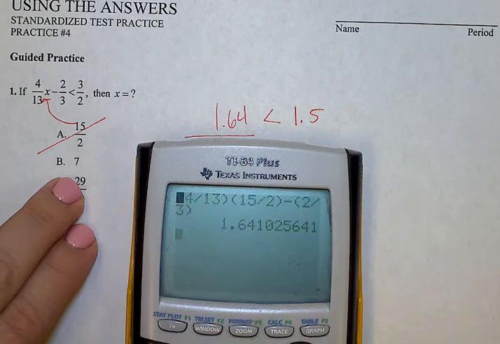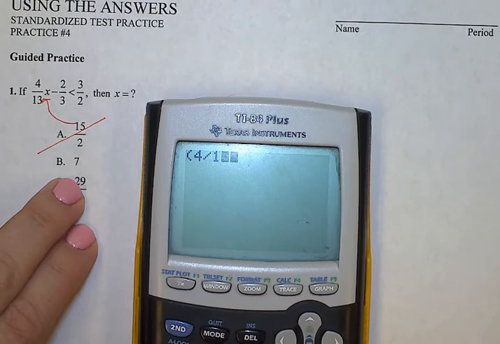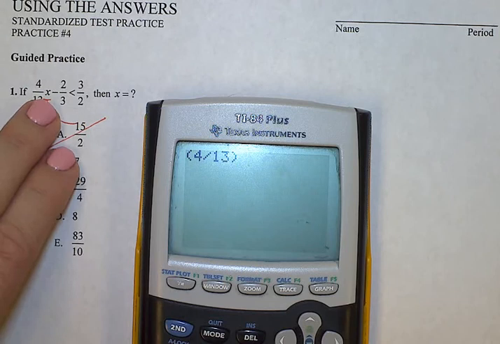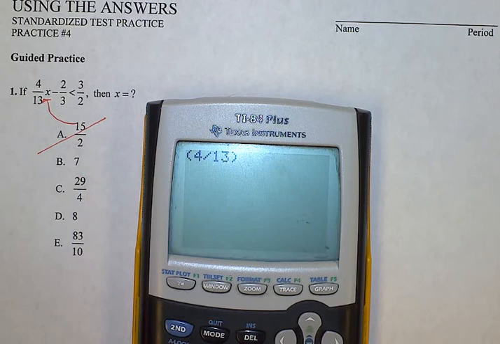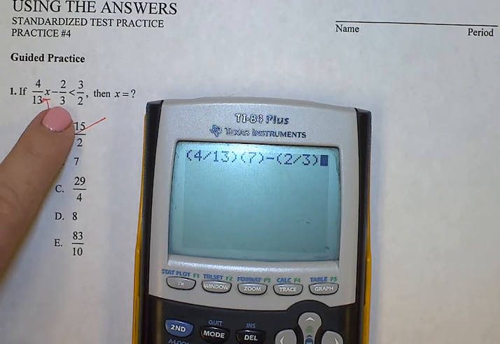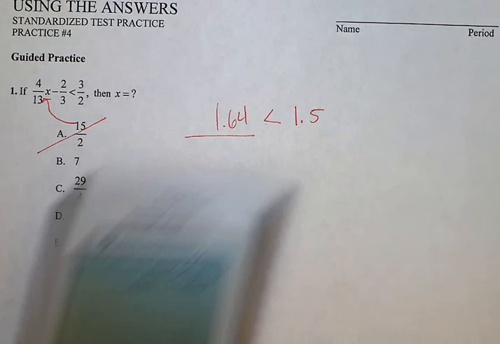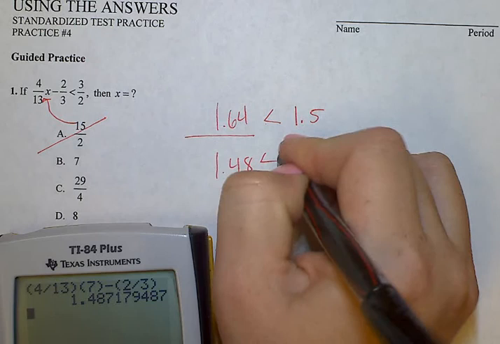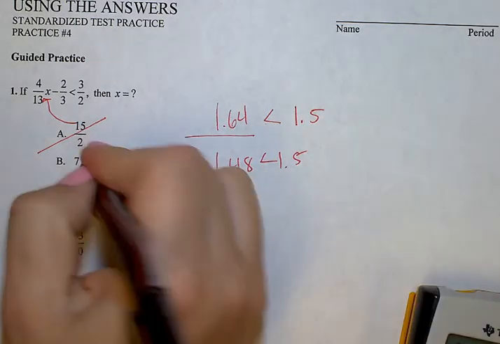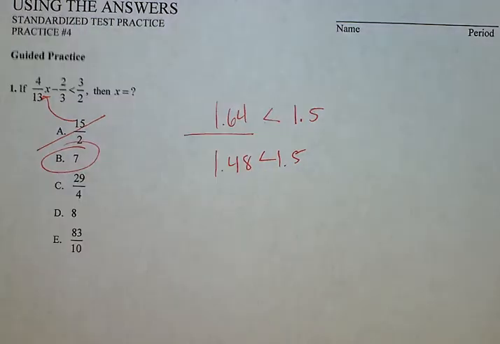So again, parentheses 7 divided by 13, multiplying it times 7, and we need to keep that in parentheses, and now subtracting 2/3. 1.48. 1.48 is less than 1.5. Correct answer is B. Please flip over to the back.